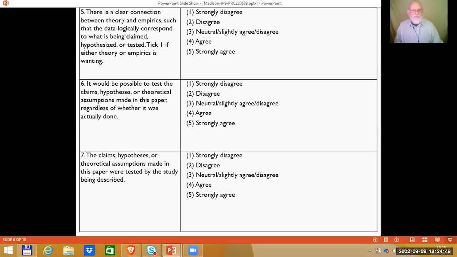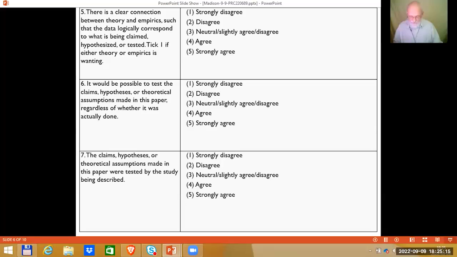So there is a clear connection between theory and empirics, such that the data logically correspond to what is being claimed, hypothesized, or tested. And number 6 is that it would be possible to test the claims, etc., regardless of whether it was actually done. And number 7 is like number 6, although it was actually done in this study.